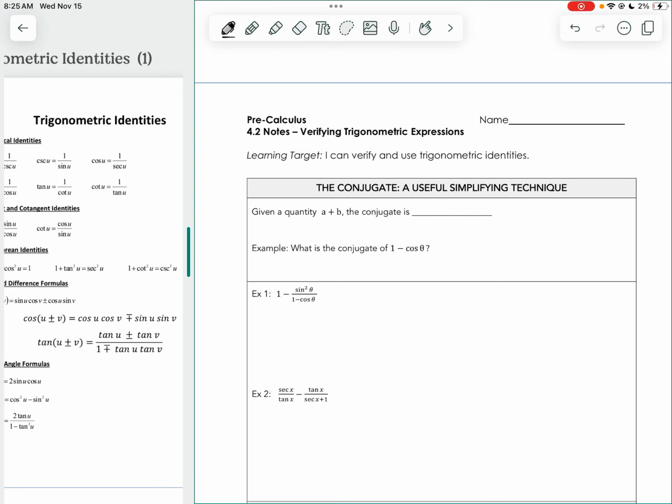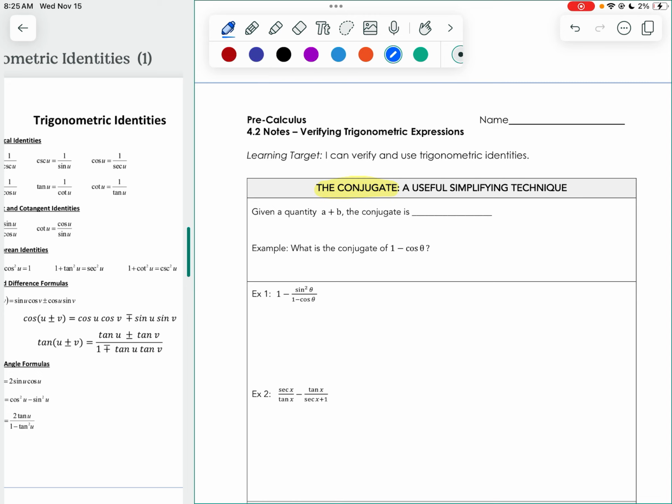All right, so today we're going to talk about section 4.2, which is on verifying trig expressions. So past couple days we've been working on simplifying trig expressions, and we had some different strategies to do that. Some of them were just breaking things down into sines and cosines, seeing where that gets us, maybe factoring, maybe adding or subtracting with common denominator, kind of working with those things. Another strategy that you can work with is using the conjugate.